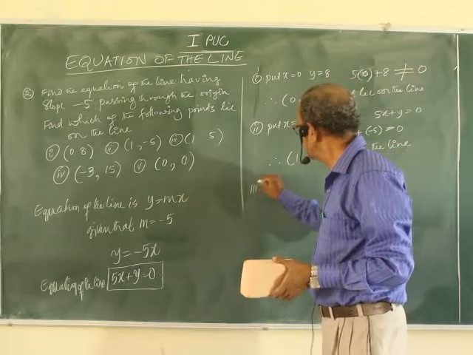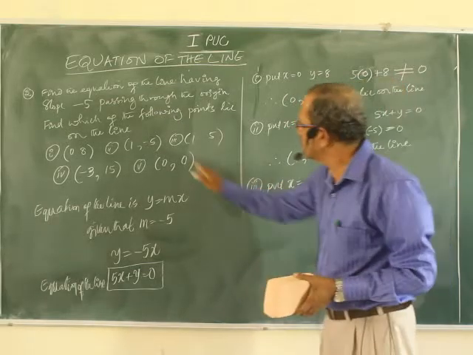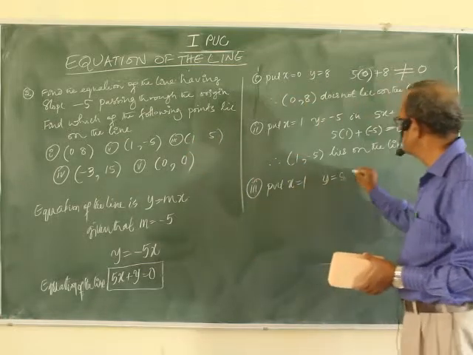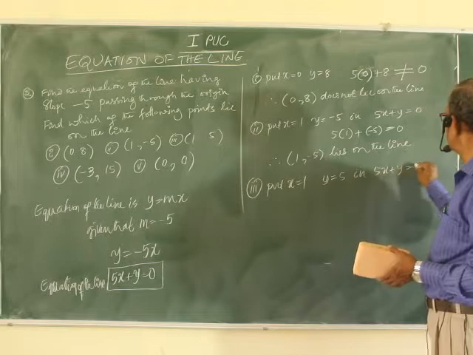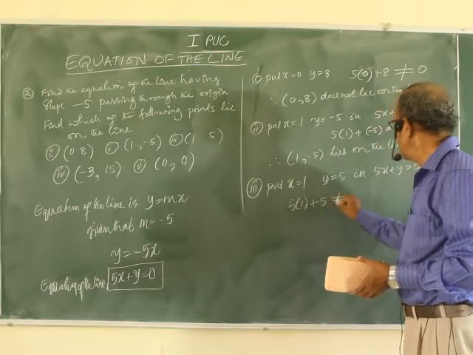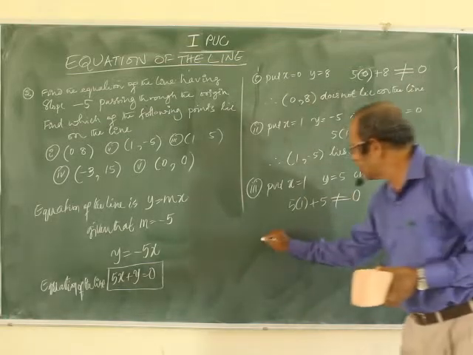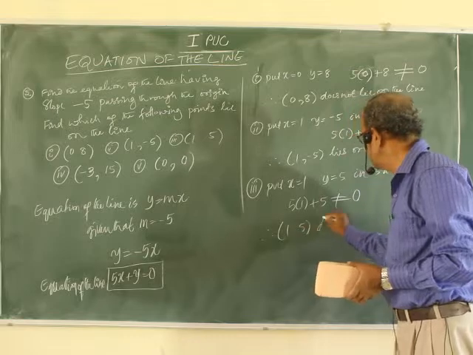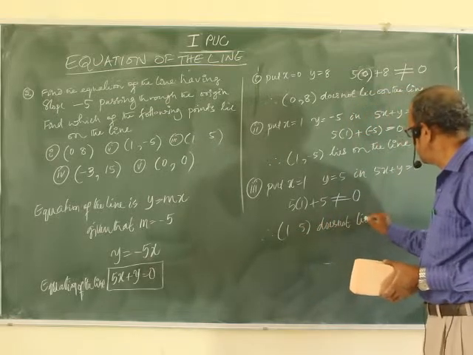Third one, put x equal to 1, y equal to 5, third point. In 5x plus y equal to 0, what do you get? 5 into 1 plus 5 not equal to 0. Therefore, 1 comma 5 does not lie on the line.